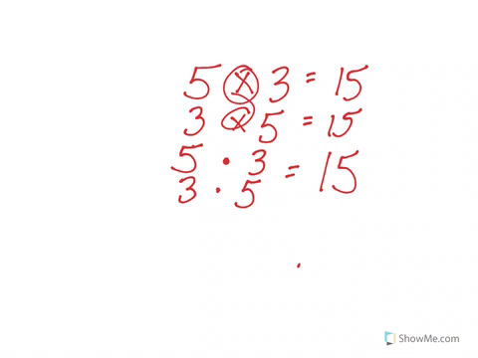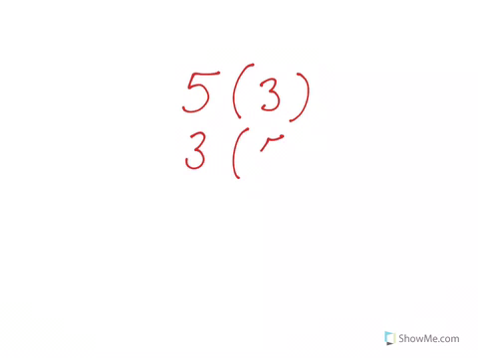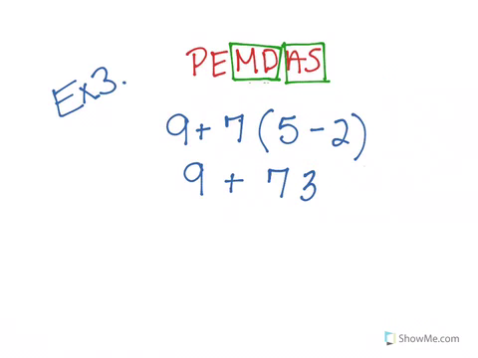But one of the ones that I find most important is showing this by doing parentheses. So 5 parentheses 3 or 3 parentheses 5 is the exact same thing as multiplication as well. So the parentheses stands for multiplication. So let's go back to our previous page. I'm going to erase this bottom portion.